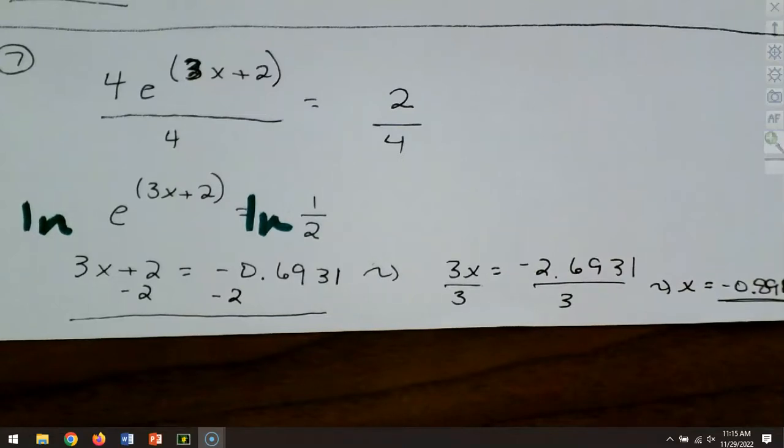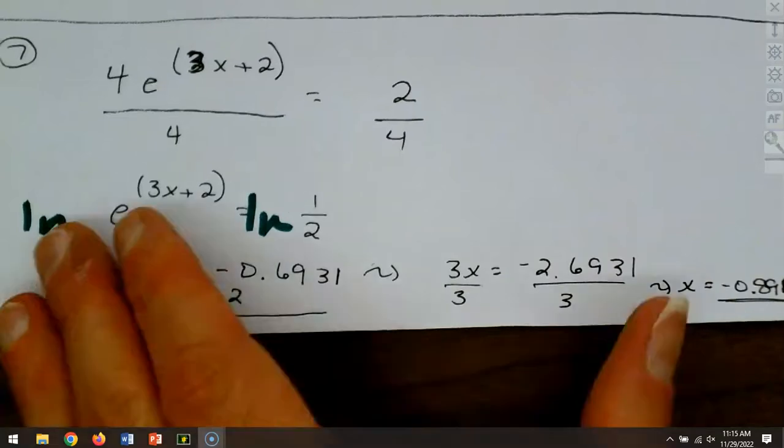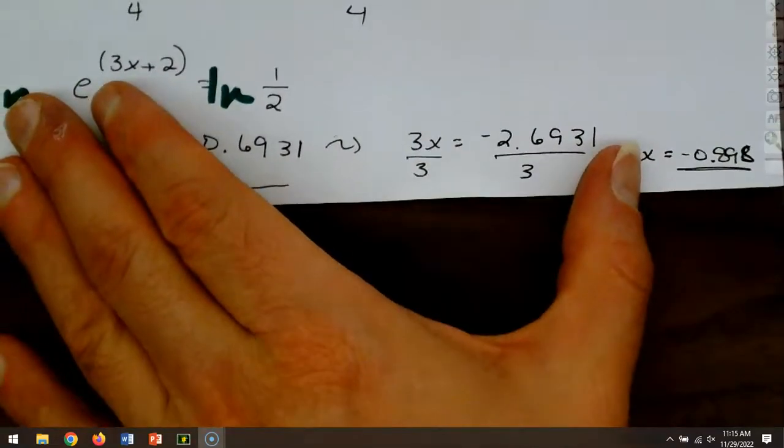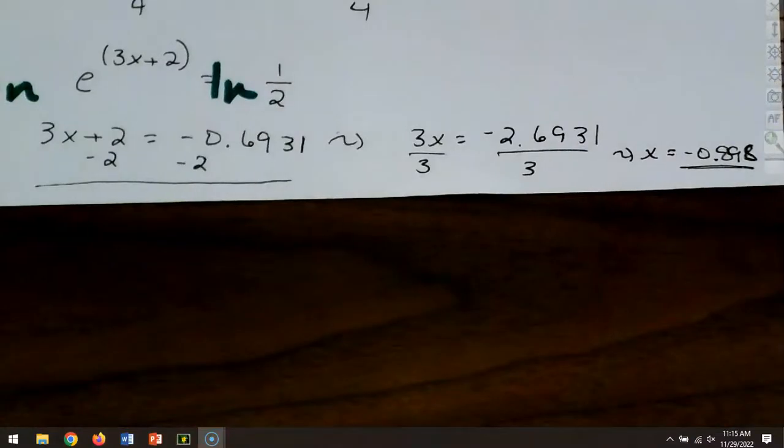So it's minus 0.89. Yep, 8 it looks like. And if you're off a little bit on the rounding, that's okay, as long as it's minus 0.89 something. That's close enough. Okay, so are we okay with how we did that?